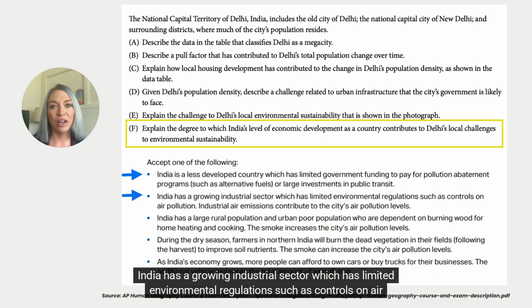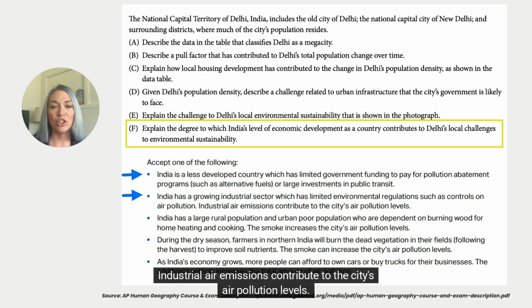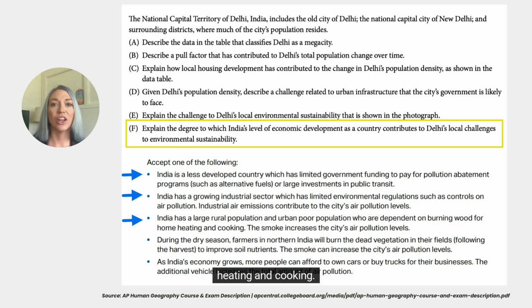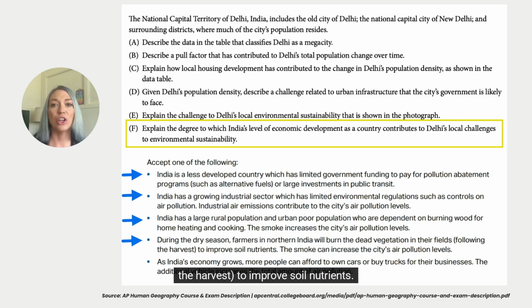India has a growing industrial sector which has limited environmental regulations, such as controls on air pollution. Industrial air emissions contribute to the city's air pollution levels. India has a large rural population and urban poor population who are dependent on burning wood for home heating and cooking. The smoke increases the city's air pollution levels. During the dry season, farmers in northern India will burn the dead vegetation in their fields following the harvest to improve soil nutrients. The smoke can increase the city's air pollution levels.